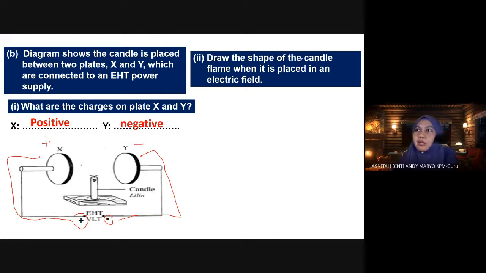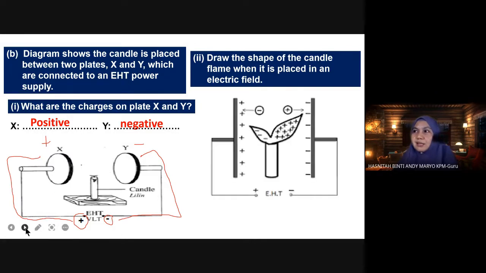So draw the shape of the candle flame when it is displaced in the electric field. So this is the drawing. This is the negative plate, which is Y, and this is the positive plate, which is X. So more of the flame will go to the right side, which is Y. It's like a leaf. But actually in reality, it is moving vigorously. So when you are asked to draw the portion, you just draw it to the left, bigger.